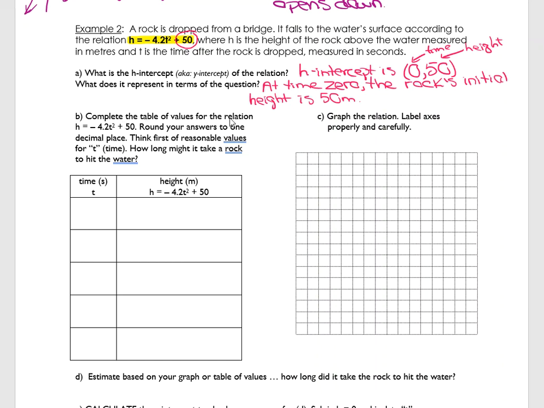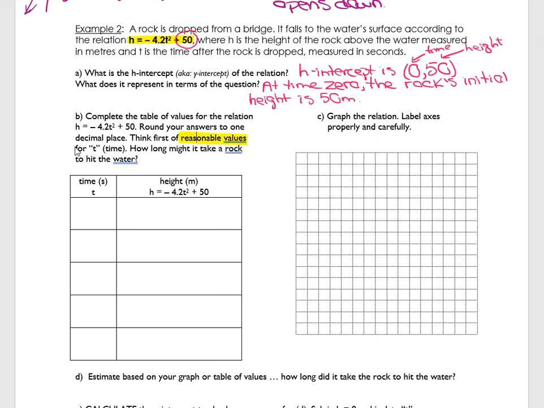Complete the table of values for the relation. Round your answers to 1 decimal place. So we have a decimal here, which means we're going to be using decimals in our answers. Think first of reasonable values of t for time. So let's talk about that for a second. Reasonable values for t.